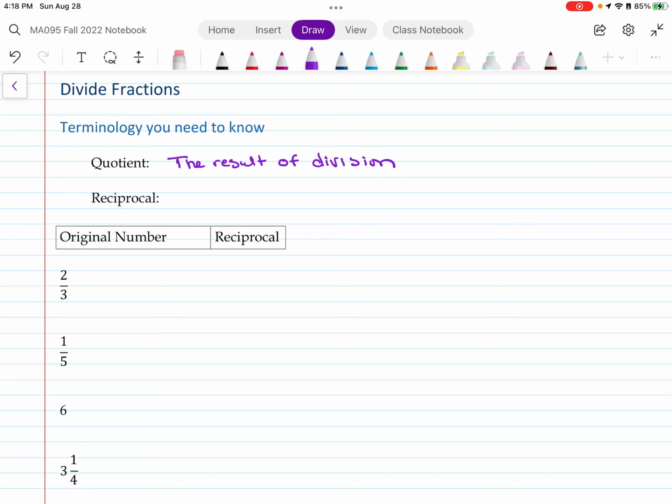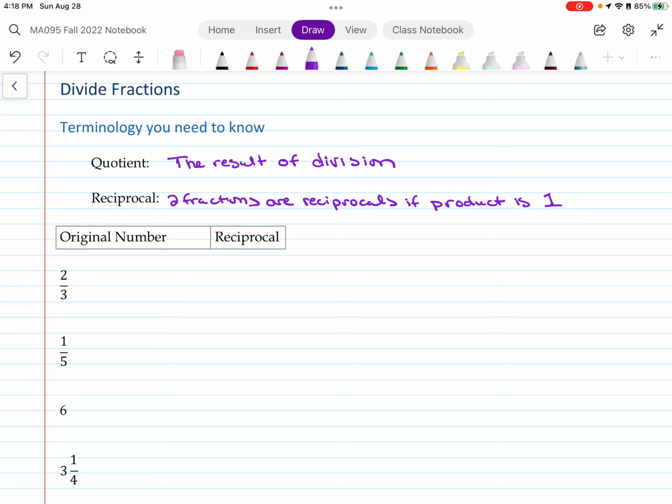All right, the reciprocal: 2 fractions are reciprocals if their product is 1. So how would that ever happen?